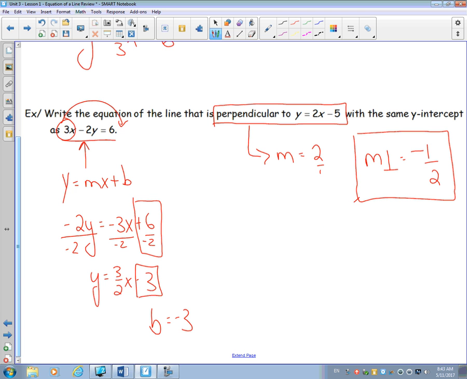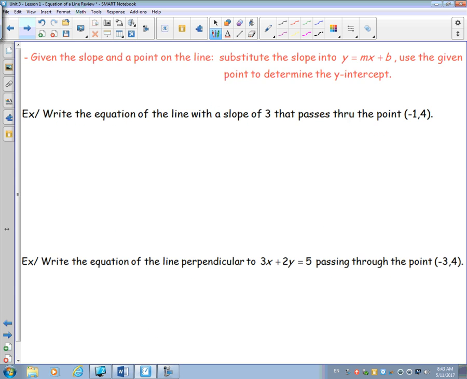Now I can take my two pieces of information and make my new equation. Y equals mx plus b. Okay, so I wasn't told specifically, here's m, here's b, but I was told things about them so I could find them pretty easily. Let's look at the next set. What if we're not given them? What if we're given parts of them?